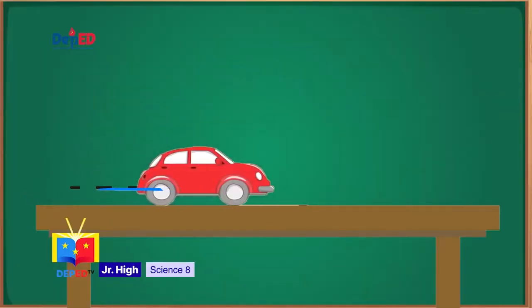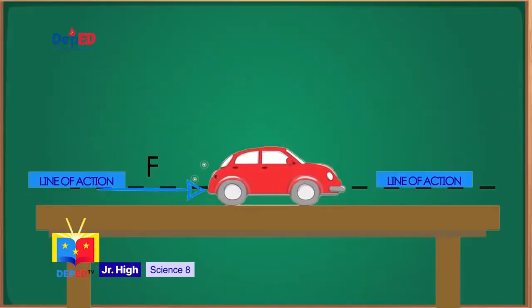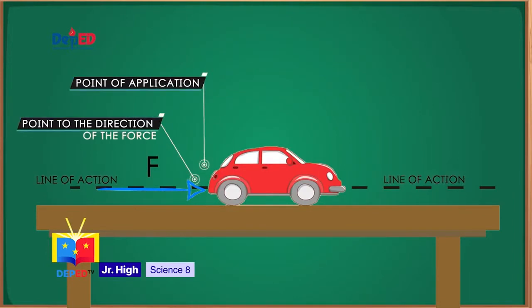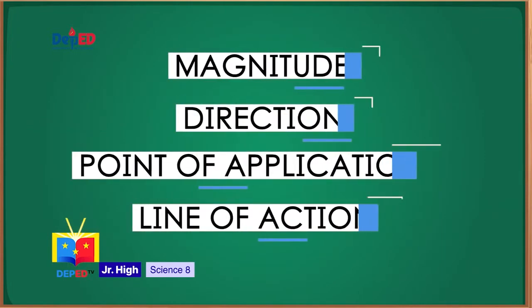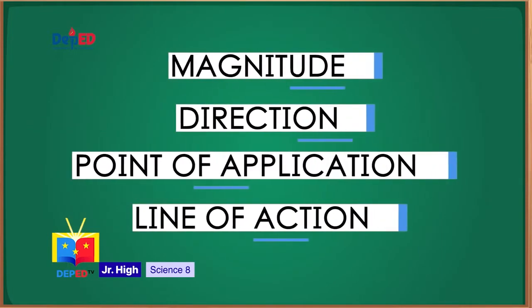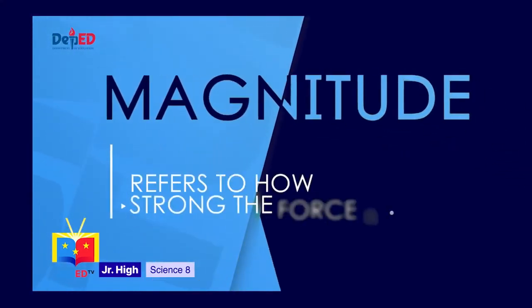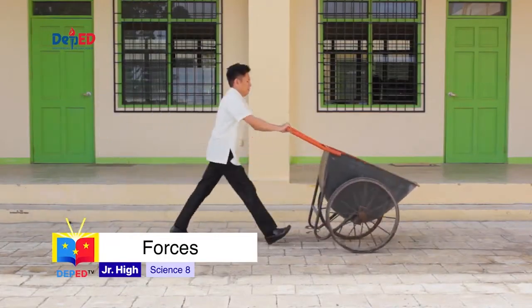To answer that, let's examine this one. This shows how force acts on the toy car that causes it to move. To better understand this, let's be familiar with these terms: magnitude, direction, point of application, and line of action. Magnitude refers to how strong the force is.